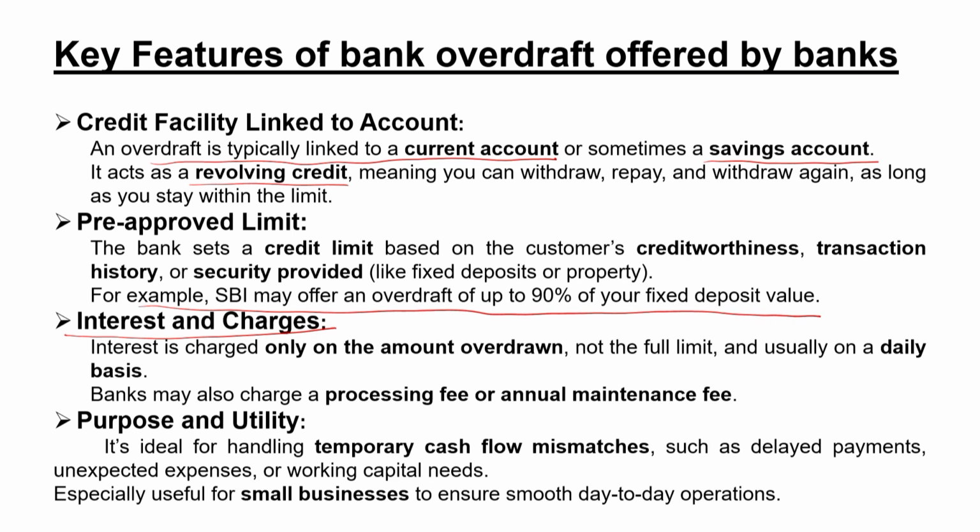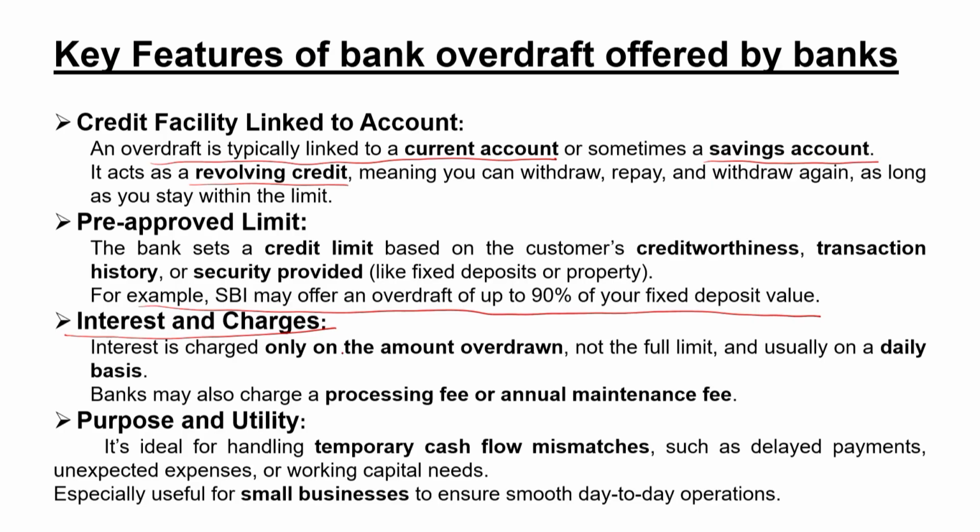That means on a daily basis, whatever overdrawn amount there is for a consumer, interest will be charged only on that particular amount, not on the full limit. Suppose you have a limit of 5,000 and you have overdrawn only 2,000 rupees for a month, then the monthly interest rate will be charged on a daily basis on only 2,000 rupees, not on the pre-approved limit of 5,000 rupees. So you need to pay only on the amount withdrawn by you, not on the full limit.